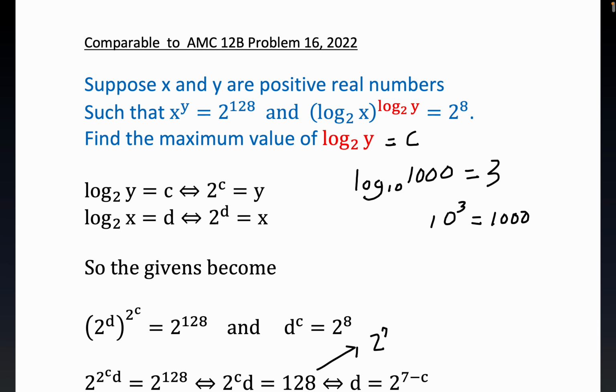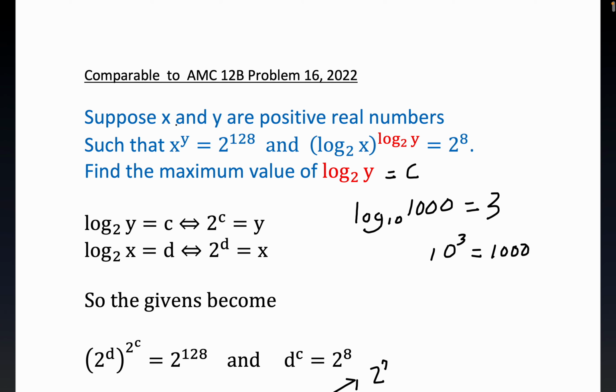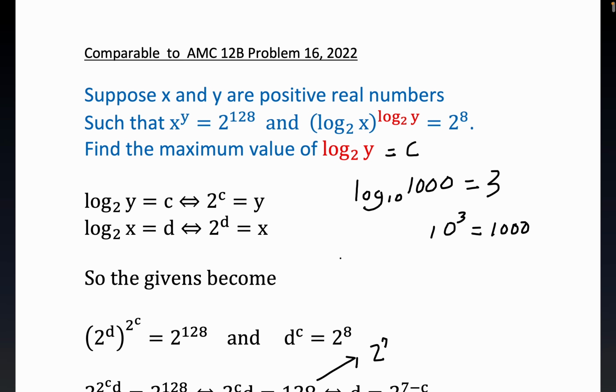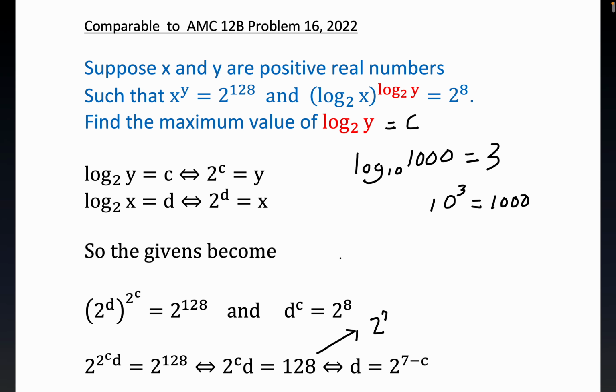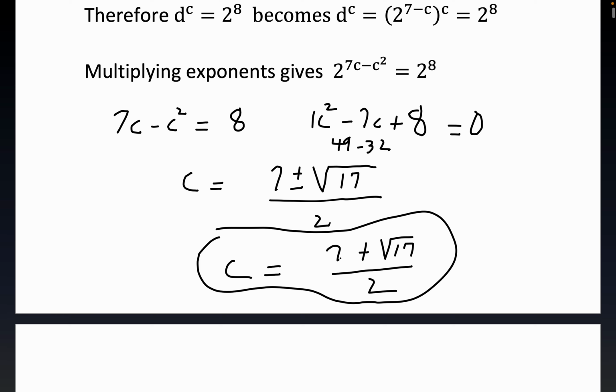And again, you've got to pay attention to the fact that x and y are positive real numbers, not necessarily integers. You might anticipate integers being solutions to something like this, but indeed it's a real number solution, and there's your solution, 7 plus root 17 over 2. Thanks for viewing.